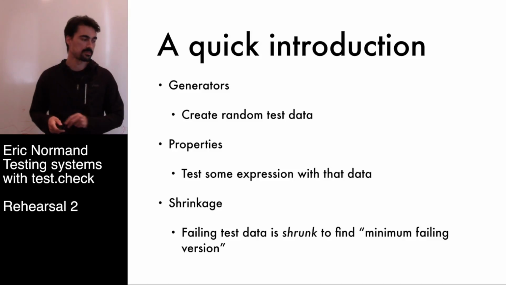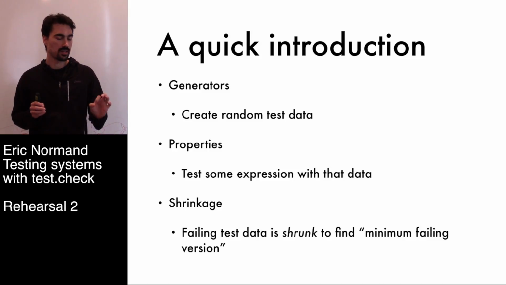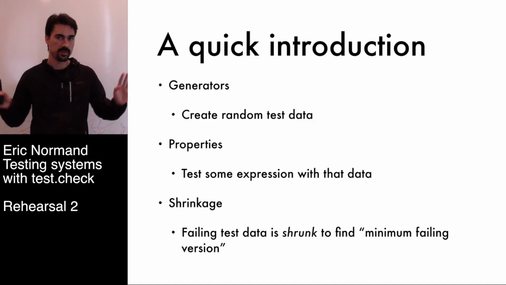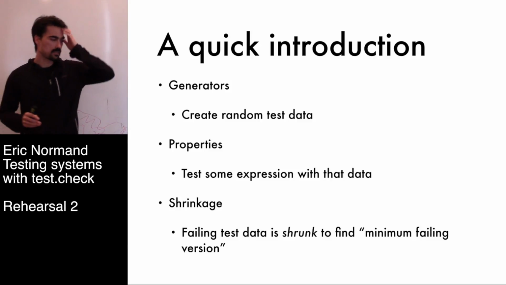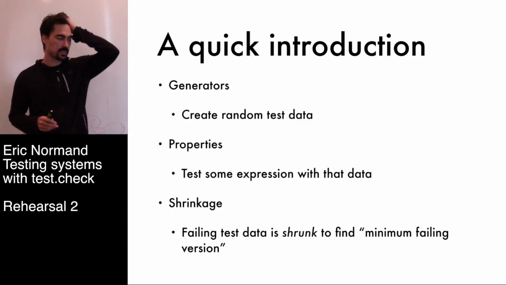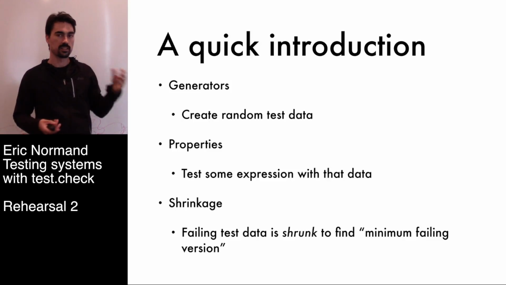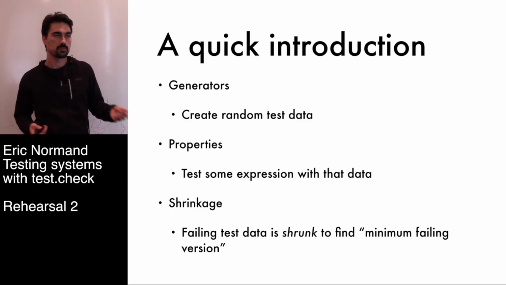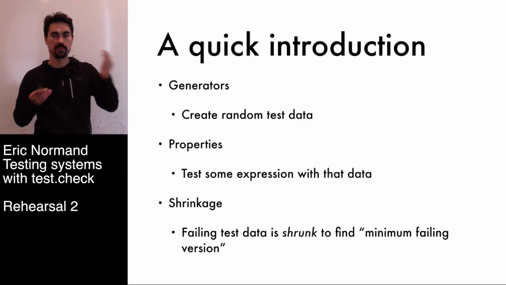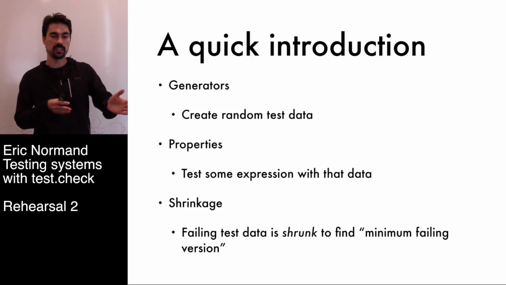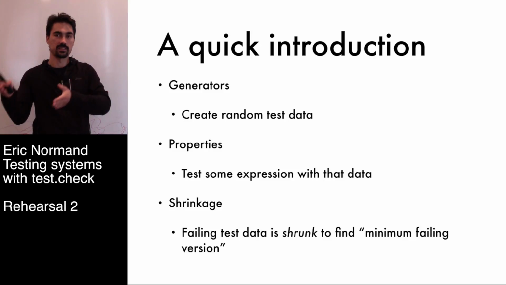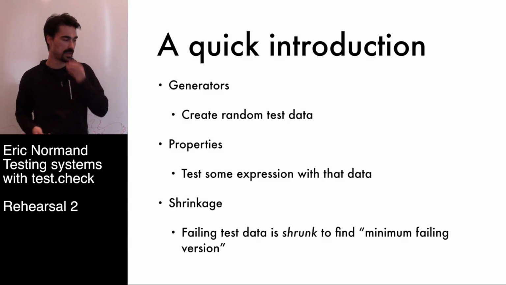So 3 big concepts you have to understand. Generators, they're things that generate random test data. Okay, different types. Properties. So this is a thing that will test an expression given that random data. So we had some test expressions like the value v equals fetch db k, right? So we want to say that the value in the database is the one we expect.